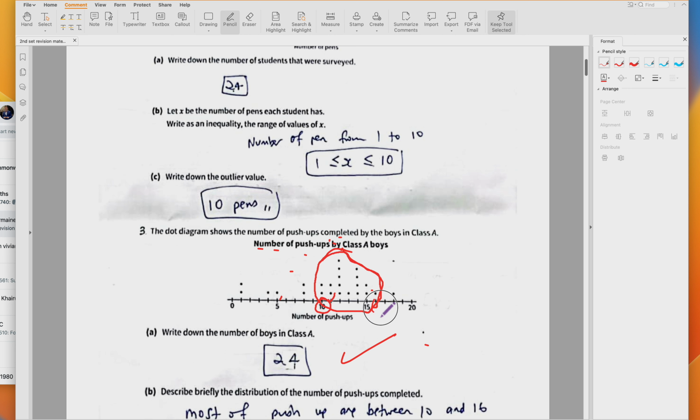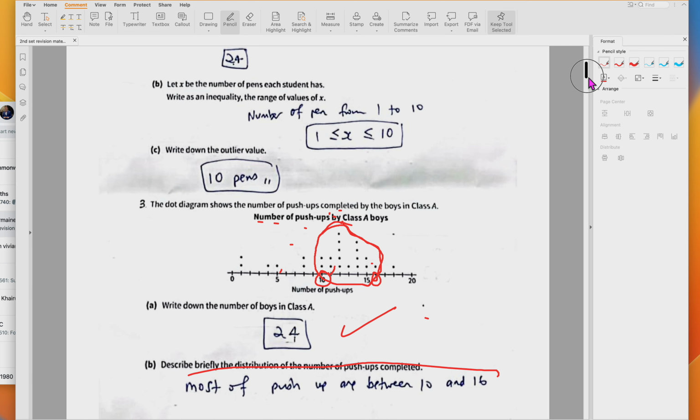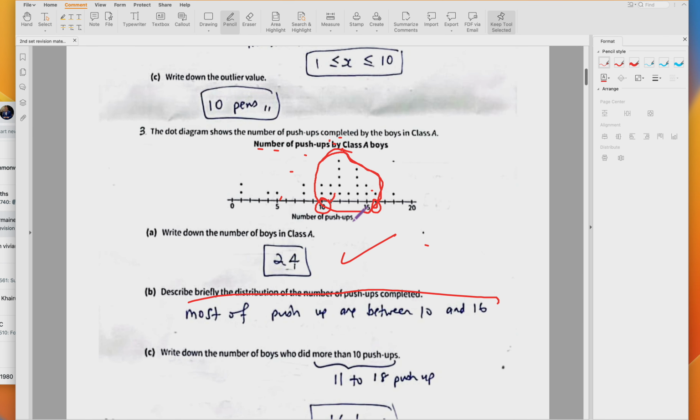From 10 to 16. That's why they say most of the push-ups are between 10 and 16. So you just need to say the cluster is from 10 to 16. Just like most of the cases happen in Ang Mo Kio. You understand? That's why sometimes they say there is a Tampines cluster, which means most of the cases happen in Tampines.